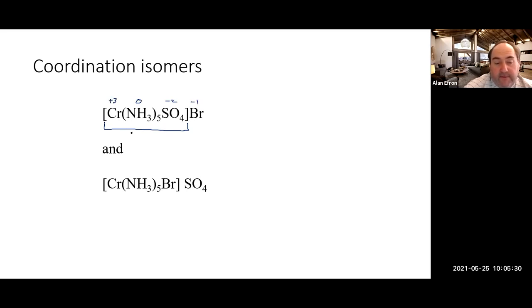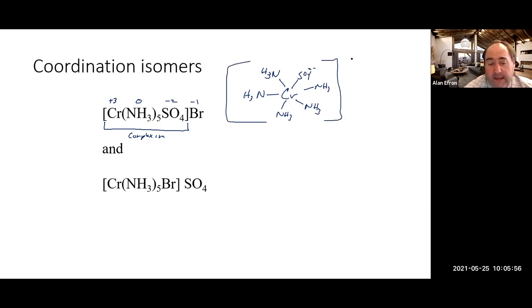In this particular arrangement, the complex ion part is that chromium attached to the 5 ammonias, and also attached to the sulfate. This makes up the complex ion part, which has an overall charge of +1, actually. In this case, the Br is the counter ion, which means it's hanging out here to balance out the charge between these two.